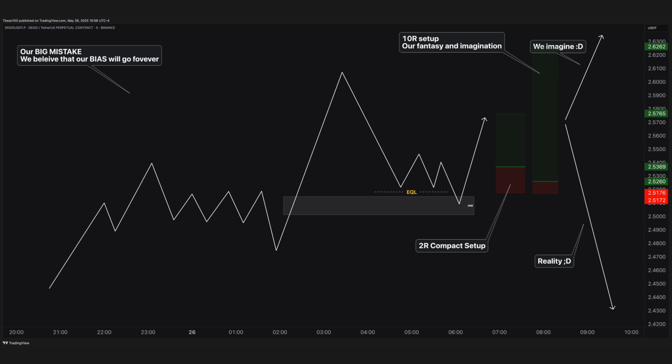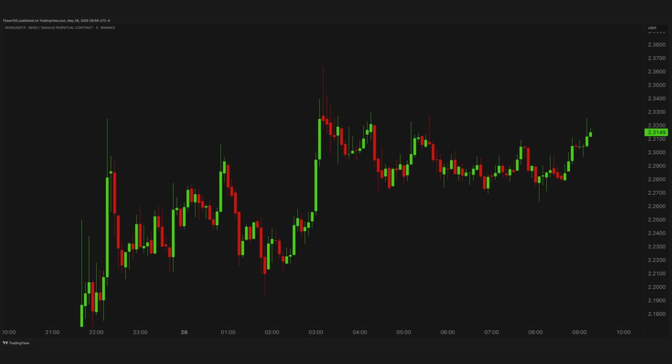Please do not dream of these 10R trades that you saw on social media. This is just false. 10R means you will gain 10% in the account with a single trade. Can you show me one single trader, a person, who can do this constantly every day? It is practically impossible.